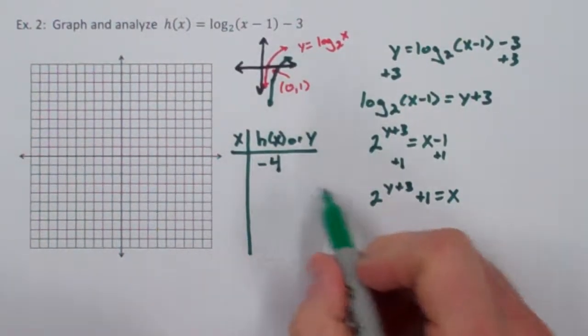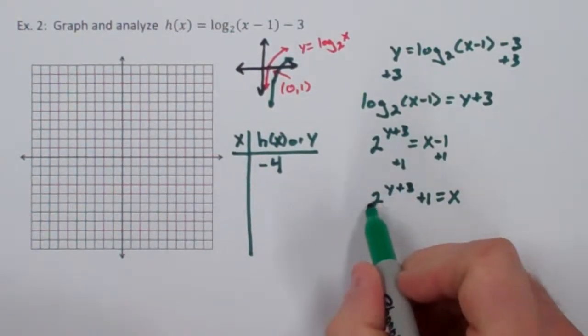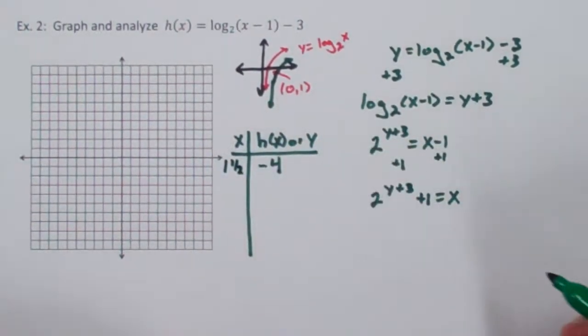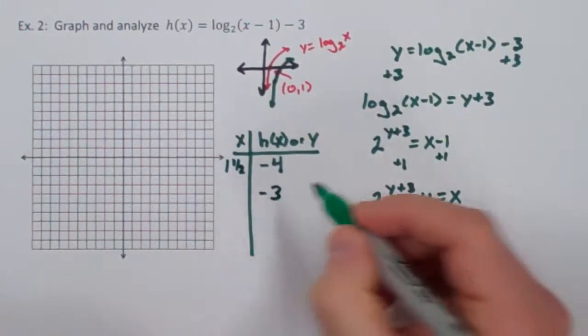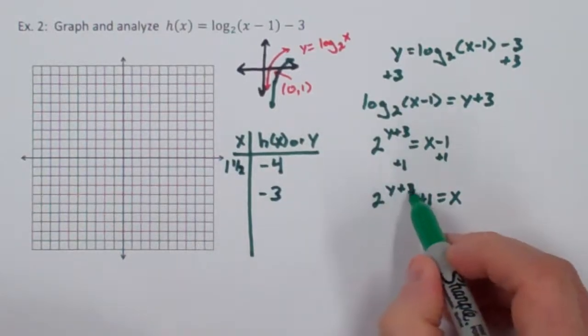So if we choose -4 here, -4 plus 3 is -1. 2 to the -1 is 1/2. 1/2 plus 1 is 1.5. If we look at another nice value to use for y in this case, it might be -3. -3 plus 3 is 0.